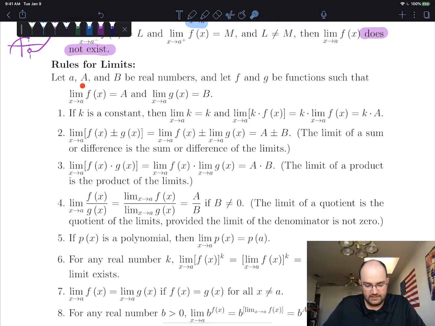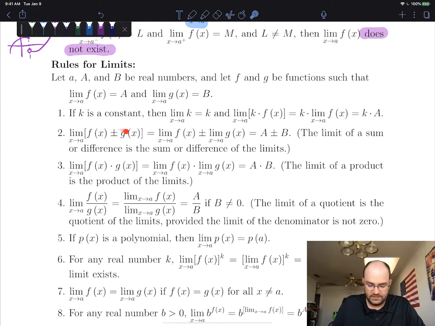So let little a, capital A, and capital B be real numbers. Let f and g be functions such that the limit as x approaches a of f of x equals A, and the limit as x approaches a of g of x equals B. In other words, the limit of f is A, the limit of g is B. If k is a constant, then the limit as x approaches a of k is equal to k, and also the limit as x approaches a of k times f of x is k times the limit as x approaches a of f of x, which gives you k times A. In other words, you can just plug in the a.